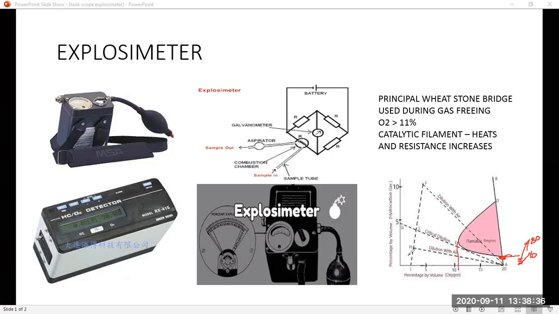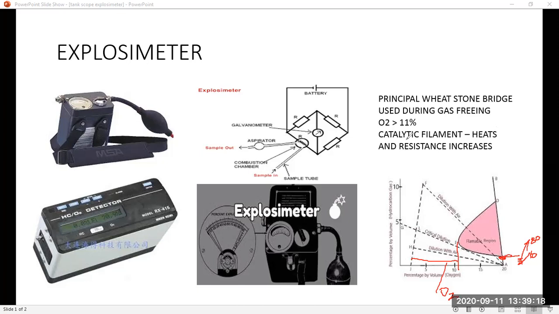So once we finish inerting, that means LEL or volume is less than 1% of hydrocarbon approximately. Then we start measuring oxygen from the oxygen meter, and till the oxygen is 11%, we have to measure only the oxygen. Once the oxygen is more than 11%, then only we can start measuring using the explosive meter. From 11% to 21% of oxygen, we can use the explosive meter.